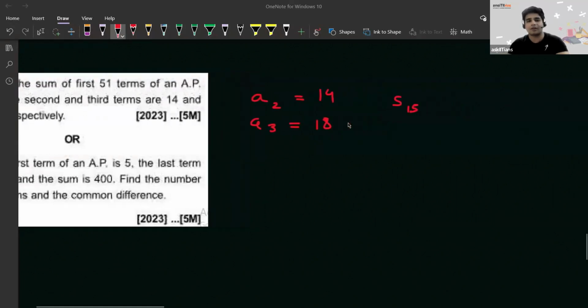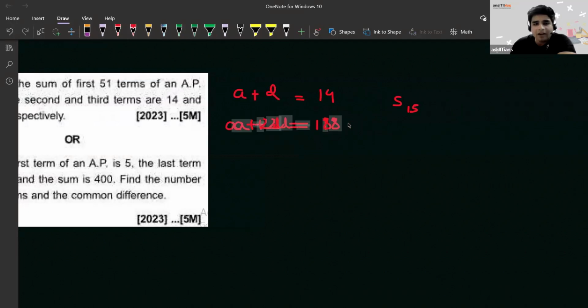Okay, so please observe, everyone. A2 means what, everyone? A plus D, right? A3 means A plus 2D. So I have two linear equations in two variables. How do we deal with this, everyone? Elimination method would be better, I think, right, everyone?